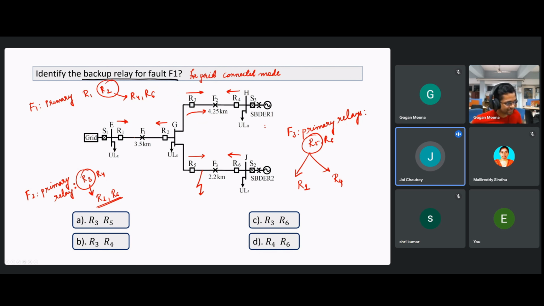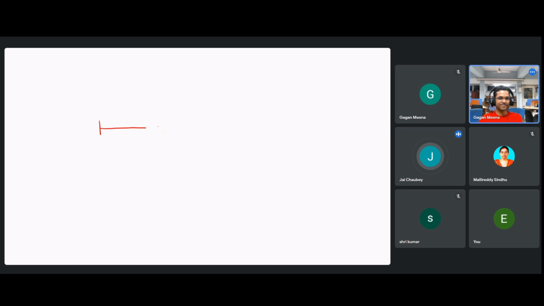So let us make it more complicated. This was grid connected mode. Now let us consider the case where there is no grid, so it is islanded mode.